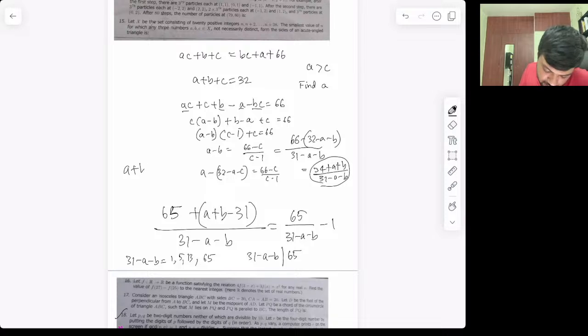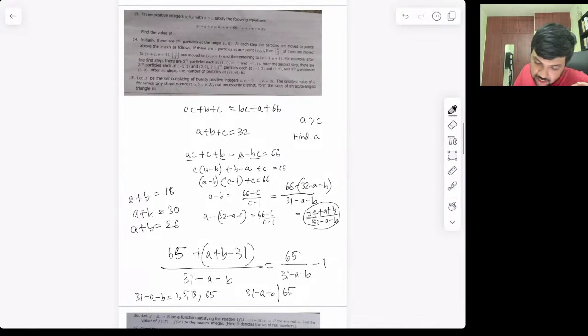So a plus b is 31 minus 1, which is 30, or a plus b is 31 minus 5, which is 26, or a plus b is 31 minus 13, which is 18. So a plus b can be either 18, 30 or 26, but the sum is 32. So we can get the value of c also from there. So once you get the value of c, we are done actually, right? Like you can plug in here and try to get from this equation, you can get whatever you want.